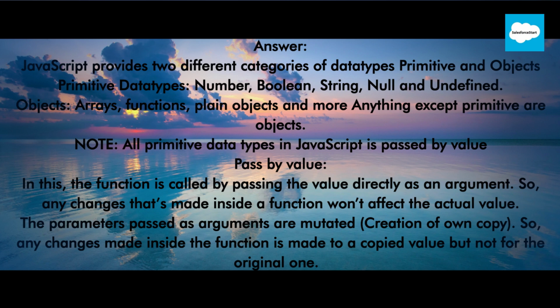Pass by value. In this, the function is called by passing the value directly as an argument. So, any changes made inside a function won't affect the actual value. The parameters passed as arguments create their own copy. So, any changes made inside the function are made to a copied value, but not to the original one.